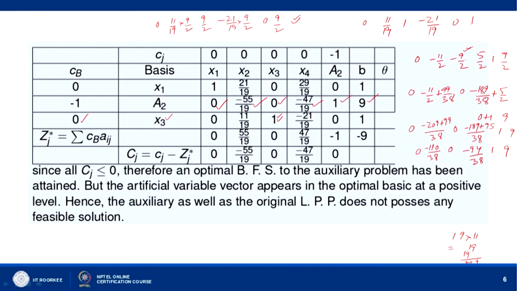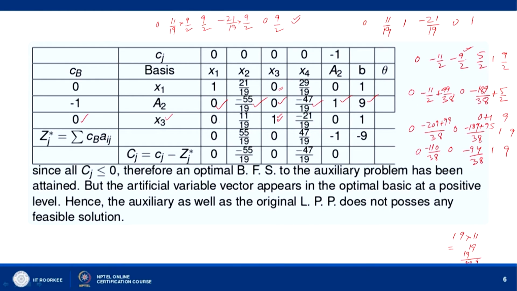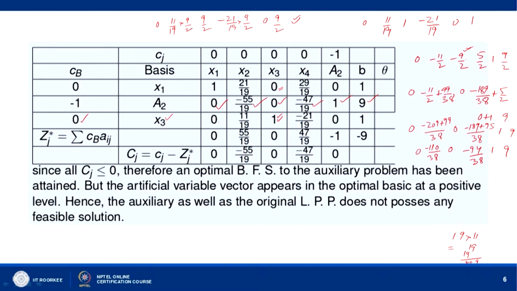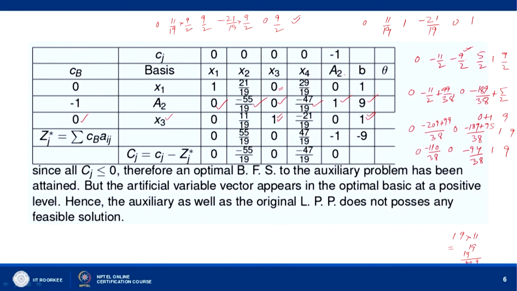So that is how we get this, and then we make this entry 0. To make this entry 0, what do we have to do? We have 1 by 4 here. So, we multiply this row by 1 by 4 and subtract from the elements of this row. Remember that the A3 column is not there. Then we will get the new row as 1, 21 by 19, 0, 29 by 19, 0, 1.